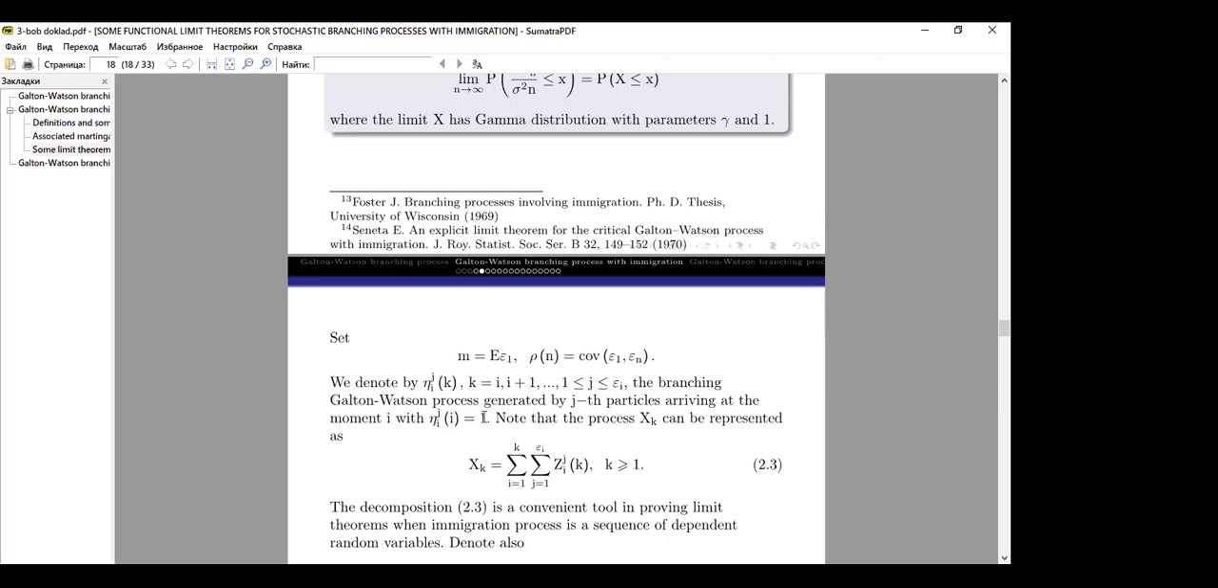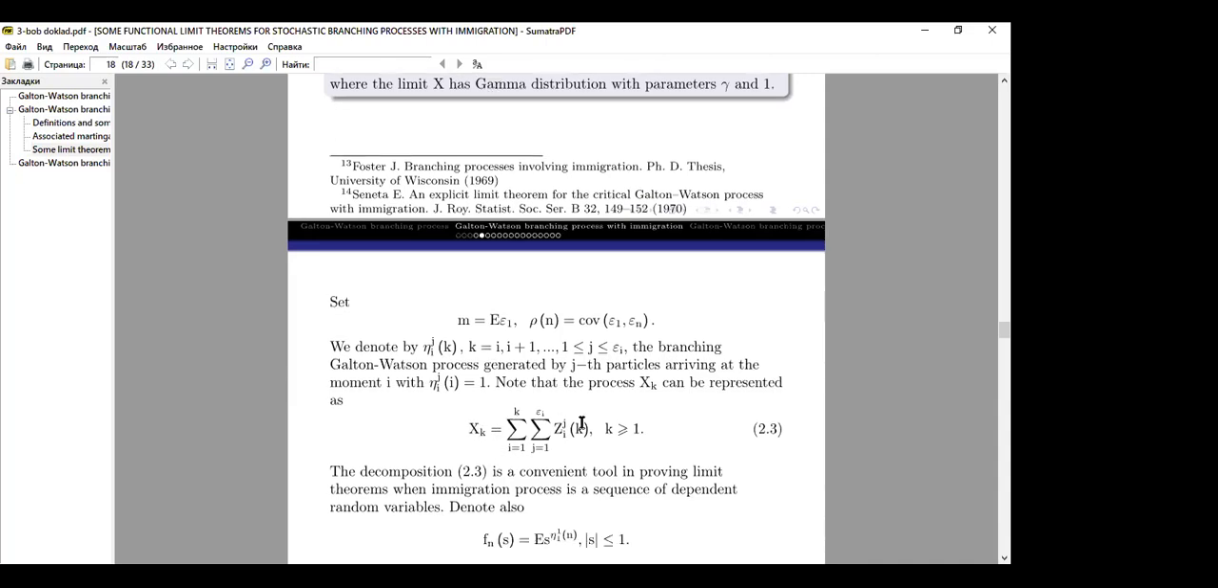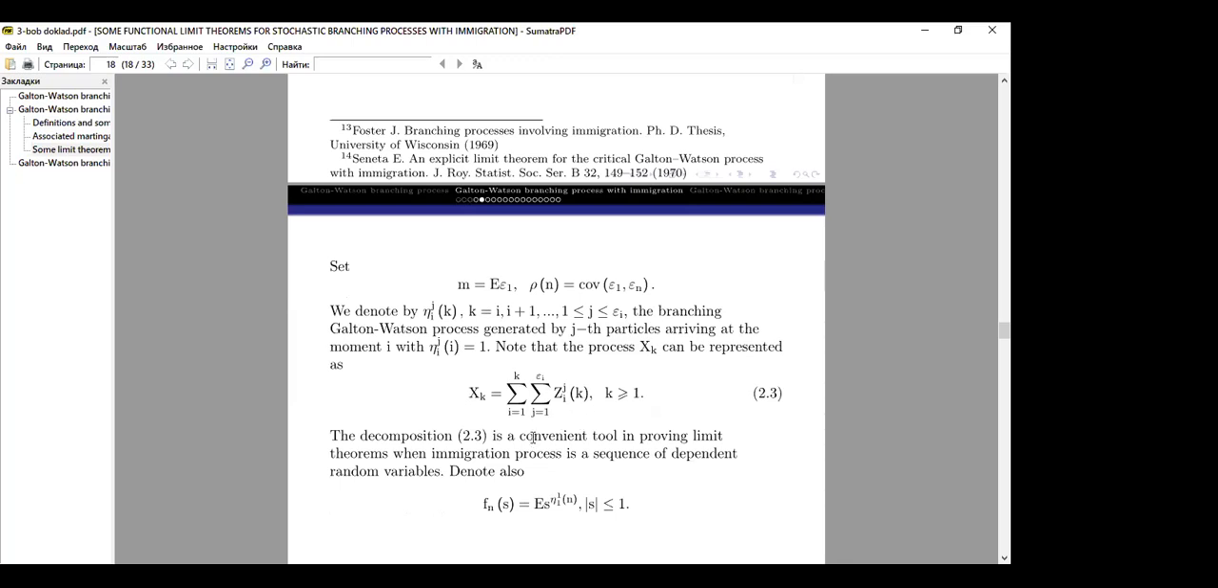So I want to say every particle contributing to our population generates a Galton-Watson process. So our Galton-Watson process with immigration is viewed as the sum of Galton-Watson processes. This equality holds. So this decomposition is a convenient tool in proving limit theorems when the immigration process is a sequence of dependent random variables. We also denote the generating function.